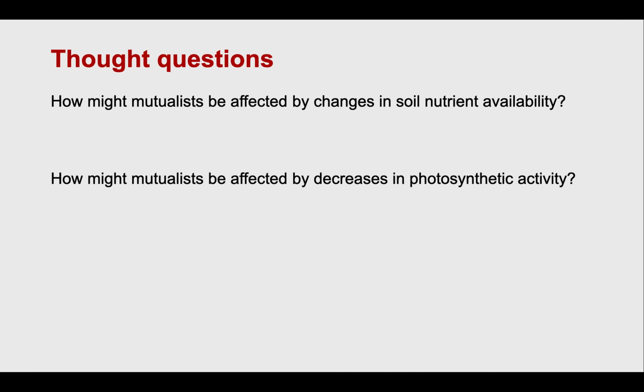So if we think about these mutualistic associations that the plant has, how might they be affected by changes in soil nutrient availability, or by decreases in photosynthetic activity? How is that going to change that relationship?